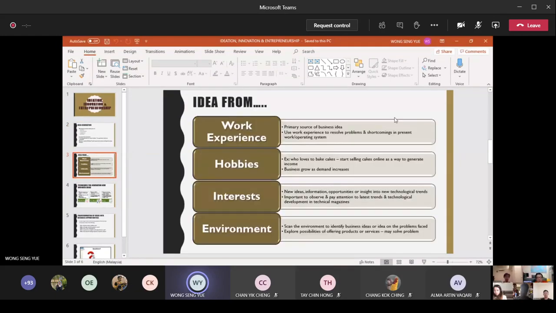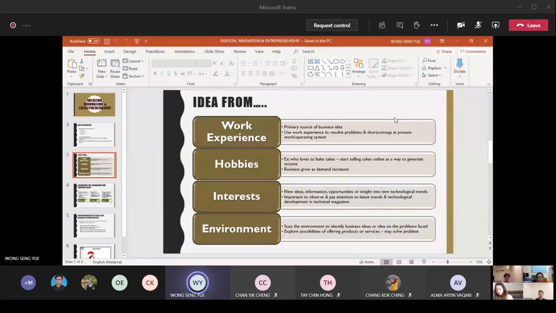So therefore, ideas can also be gotten via our working experience. For example, because of my experience working as a programmer, when I propose something related to a portal or even web development, it will be easier for me to start up this business. Because of my hobby, reading, I know how to provide the best services especially for readers. Likewise, for example, I have an interest in cycling, so I know how I could provide the best services and best bicycle products to my target customer.